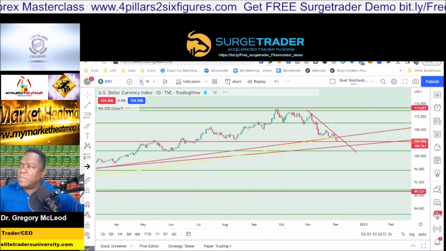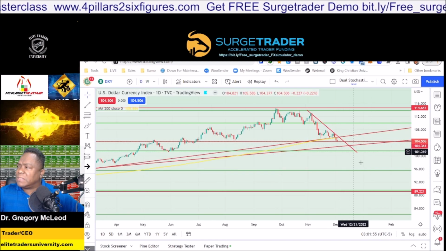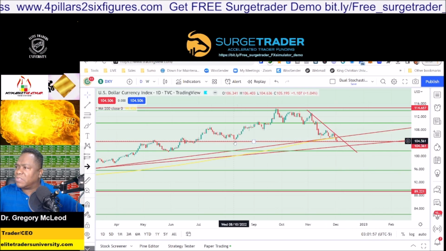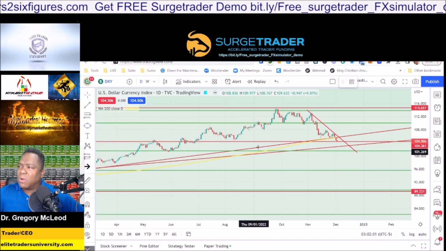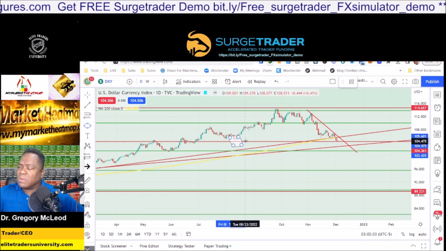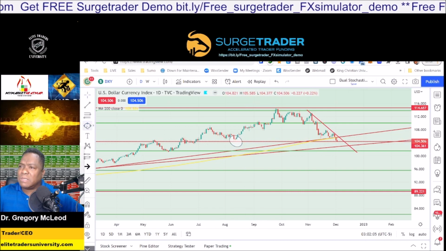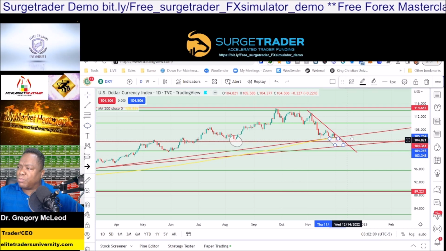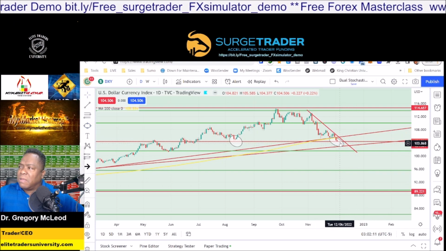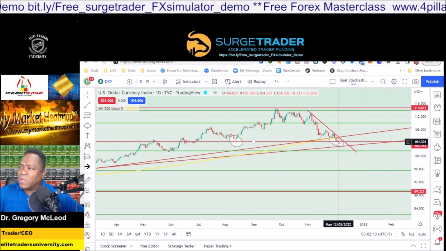So let's go ahead and move to our daily. We can see that price is hitting this level of support, which people might say, well, look, Greg's hitting support, and the support and resistance people and the supply and demand zone people will say, well, look, we're at an area of support here.